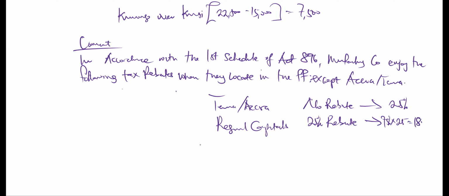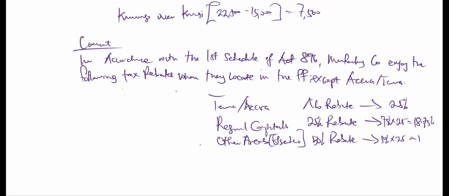Meaning they will end up paying 18.75%, not so? And other areas outside regional capitals, which is elsewhere. These guys are going to get a 50% discount. Rebate means a discount on your tax rate, right? So they are going to pay 50% of the 25%, which is 12.5%. Are we okay? So that is it.